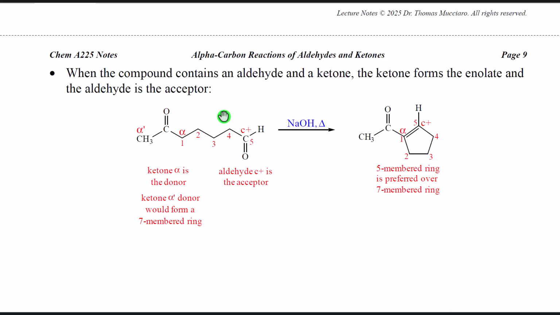When the compound contains an aldehyde and a ketone, the ketone will form the enolate and the aldehyde will be the acceptor. So again, if we look at this one, we can see that we have two different alphas. In this particular case, the alpha here will form a 5-membered ring, whereas the alpha prime would form a 7-membered ring. So alpha would be the preferred alpha reactant, and we would get this product.